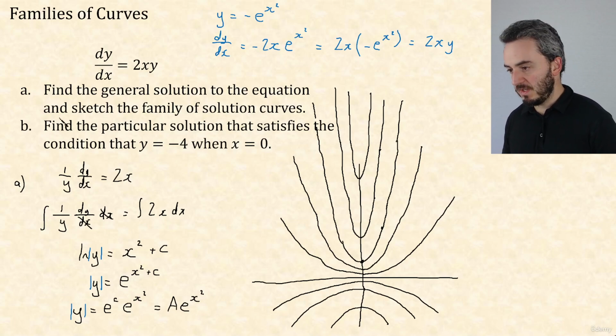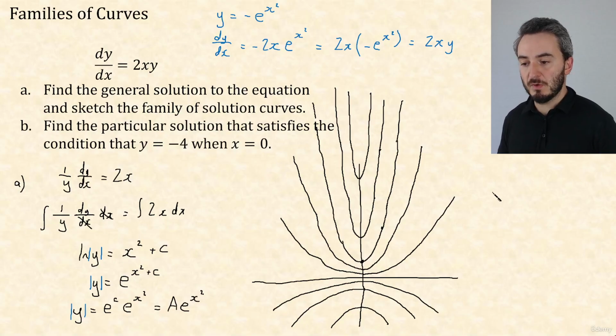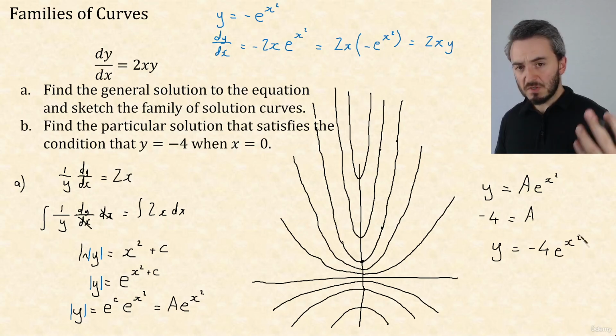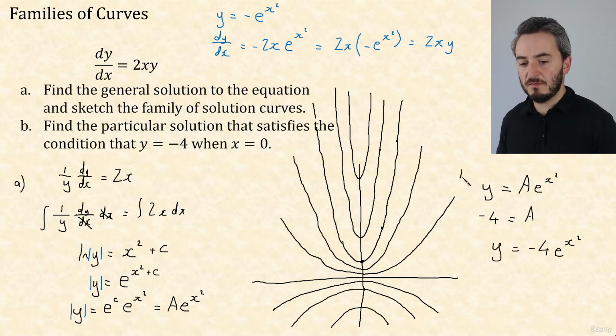Okay, let's just squeeze in part B, find a particular solution that satisfies the condition that y equals -4 when x equals 0. And here we go, we're going to get a negative value of A. Because if my solution is y equals A e to the x squared, then if y equals -4 when x equals 0, and e to the 0 is 1, we get A is -4, and the particular solution is y equals -4 e to the x squared. So this is what families of curves are.